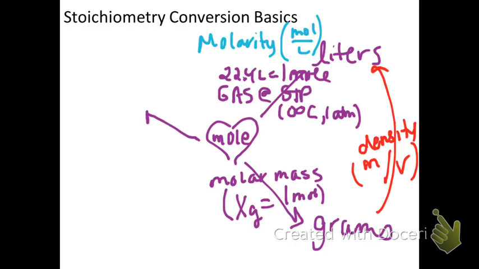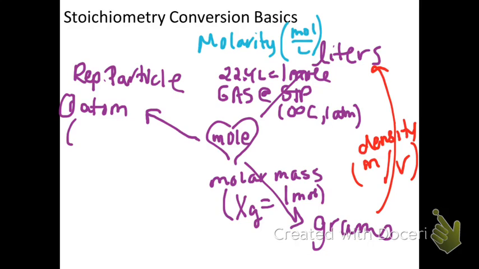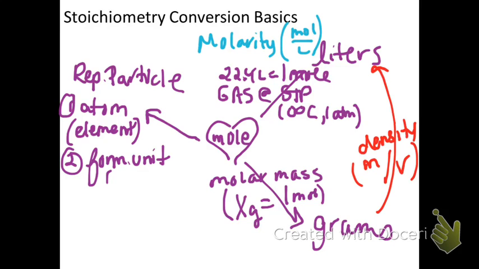The last branch that you might be converting to is what we call a representative particle. Now, this is the hardest branch for students to learn. There are 3 representative particles. The first one is the atom. That is the representative particle for an element. The second representative particle is the formula unit. The formula unit is the representative particle for an ionic compound.